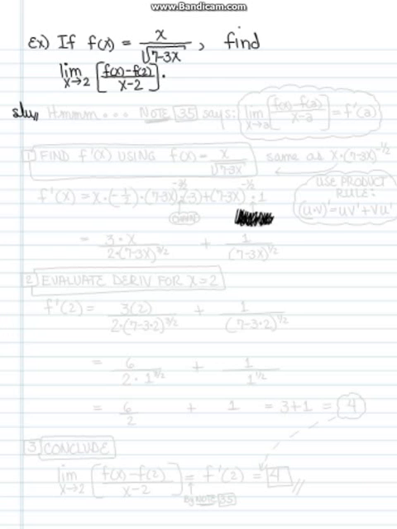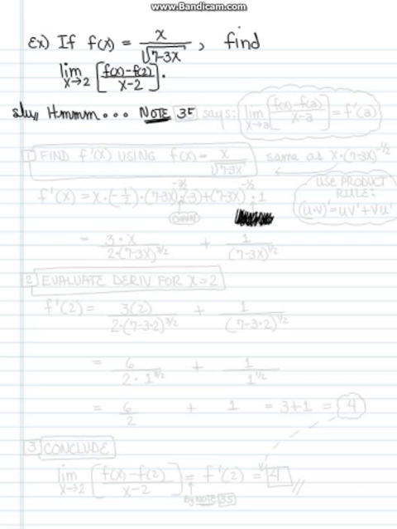Here we're given a function f of x equals x over the square root of 7 minus 3x, and we're asked to find a limit, specifically the limit as x approaches 2 of the quotient f of x minus f of 2 over x minus 2. Sounds familiar. That limit sounds familiar.